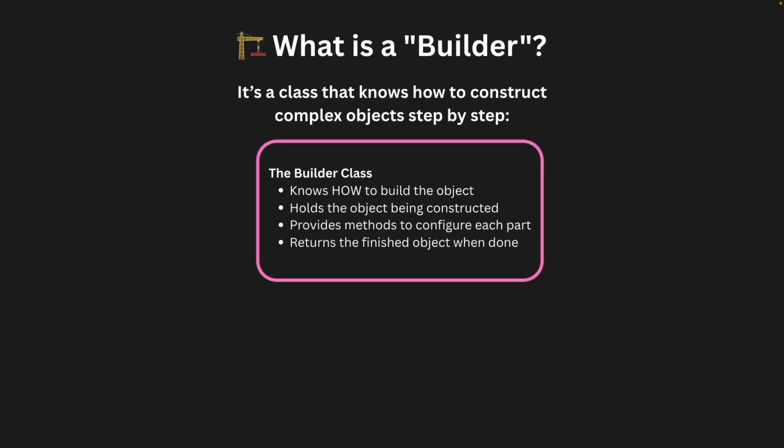So what is a builder? It's a special class that you create yourself that knows how to construct complex objects step by step. So the builder class knows how to build an object. It specializes in doing that. It also holds the object that's being constructed. And I'll show you what that means here in a second. It gives you additional configurations or methods to configure each part of that object that it specializes in. And when it's done, it returns the finished object to you.